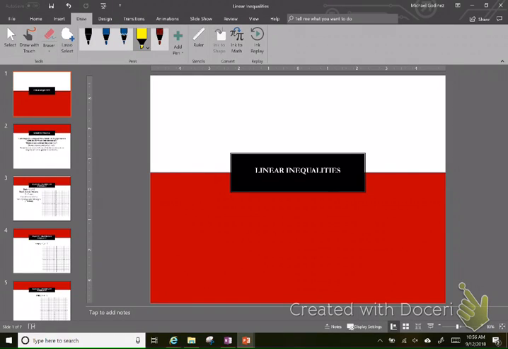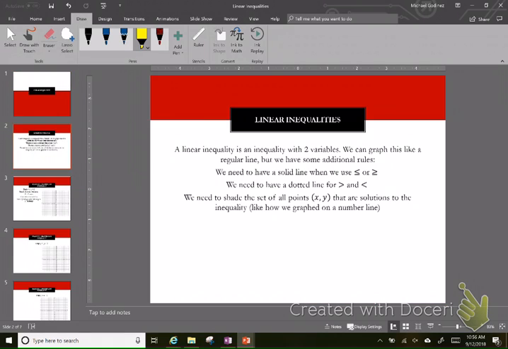All right, we're here looking at linear inequalities. Linear inequalities are quite simply very similar to linear equations. They're inequalities with two variables, usually x and y. And so what happens with that, we're going to graph them exactly as we would a regular line. Slope, y-intercept, and so on. We do have two additional rules.